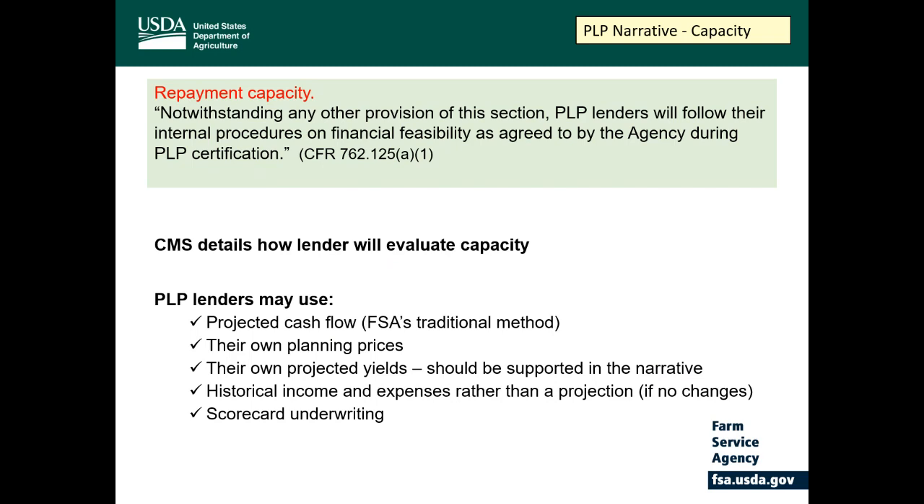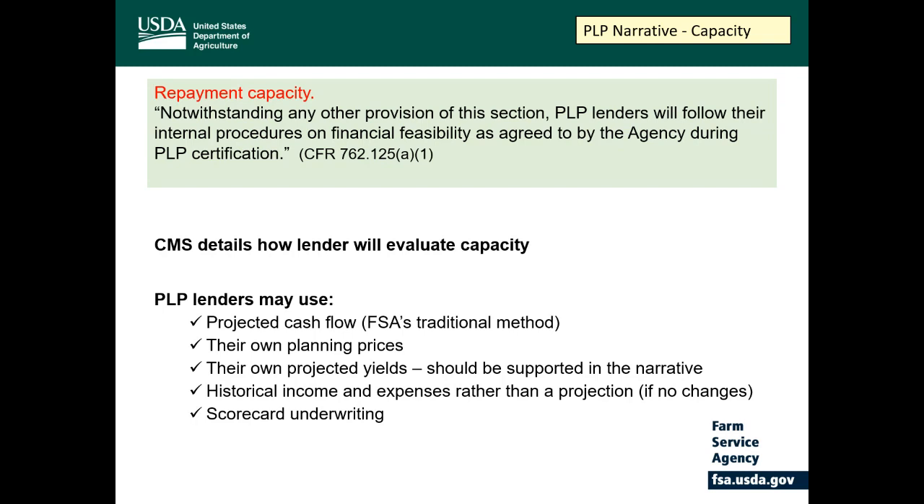Now, one thing for our staff to pay attention to is that when we do this, the lender may not use exactly the same methods that we use for evaluating capacity. Sometimes they may use a projected cash flow, which is our traditional method. That's how we do it. A lot of times they will, in some manner or another, at least for certain loans. If they do, a lot of times they're going to use their own planning prices. That's fine. They don't necessarily need to use our planning prices. On the lender side, if something seems particularly unusual or different about the prices, that'd be a really good thing to address in the narrative: what's your source? How did you come up with this price?